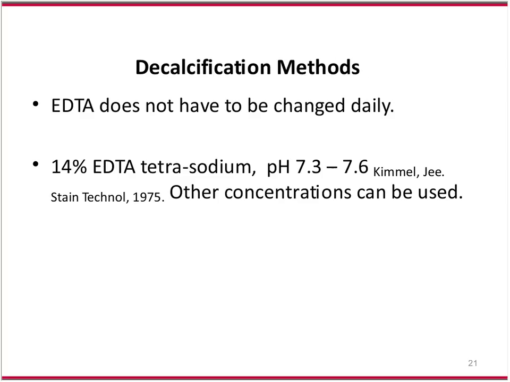And that is a quicker EDTA. It's still 14%. It's a pH of 7.3 to 7.6. But it is a much quicker EDTA. It can decalcify samples in 7 days, whereas another 14% EDTA tetrasodium with the same pH we use in this lab, we bring down with hydrochloric acid to pH. It takes up to 2 weeks.